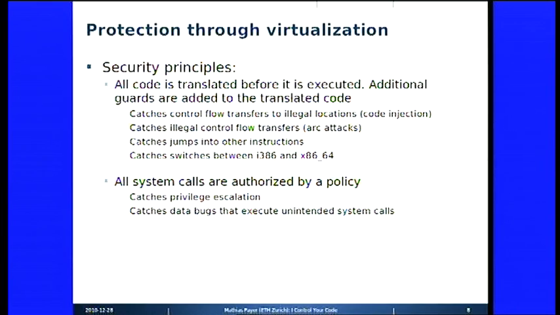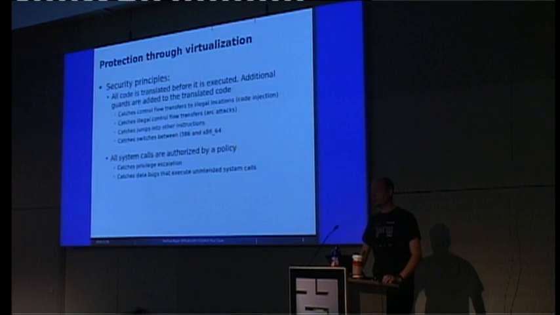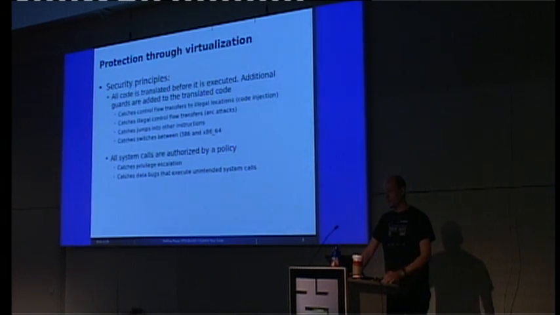We have different security principles that we use. There are two basic principles. The first of them is that all code that is executed inside the virtual machine is translated before it is executed. During this translation process, we add additional security guards. We verify every single machine code instruction and guarantee that it is never able to execute malicious code. All control flow transfers to illegal code are checked and verified that they are not possible. So we remove the risk of code injection.